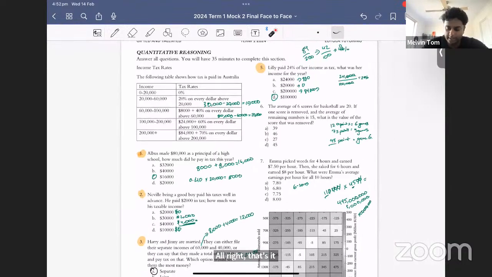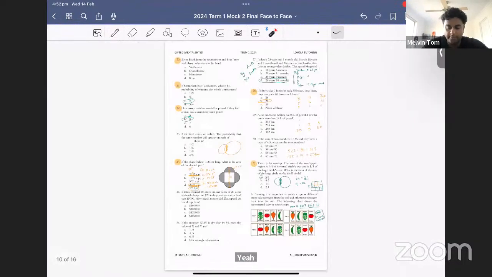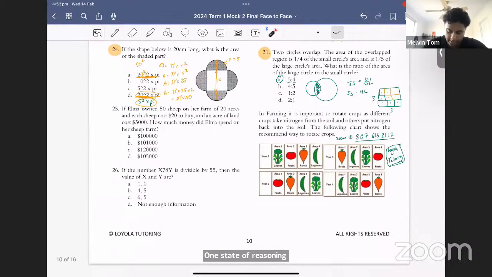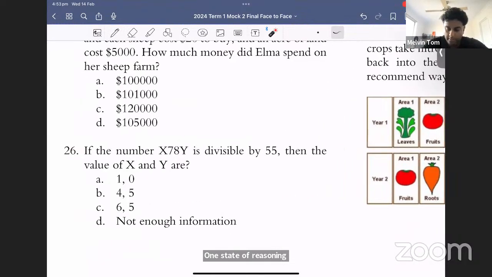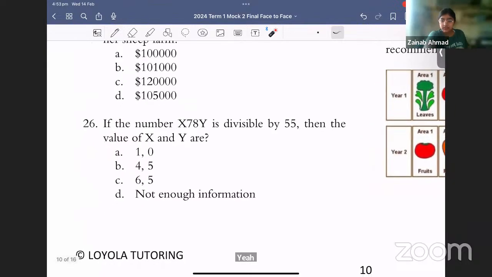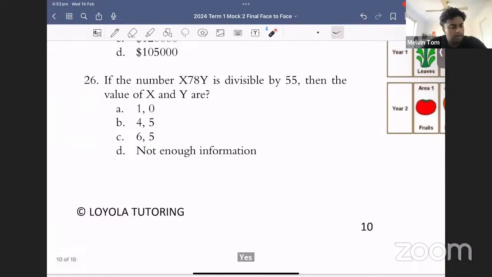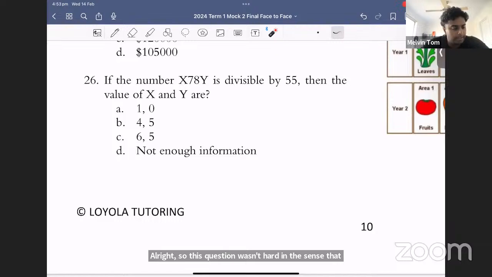Zainab, question number 26. Is that quantitative reasoning or abstract reasoning? Quantitative reasoning. So this question wasn't hard in the sense that it didn't require many difficult maths. What was hard about this question was just the division aspect of it.